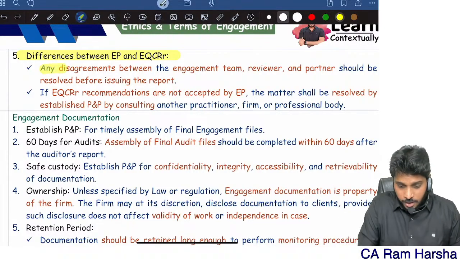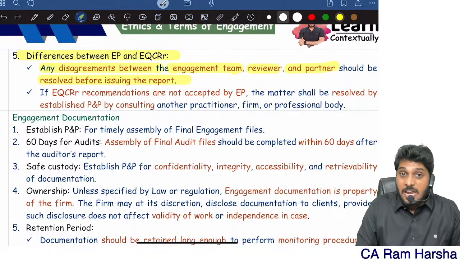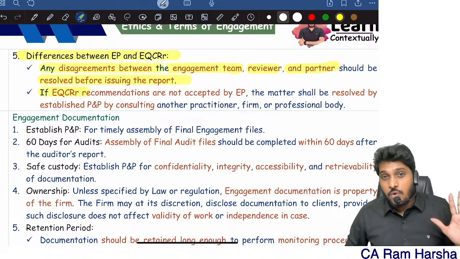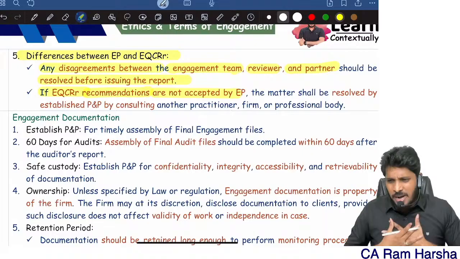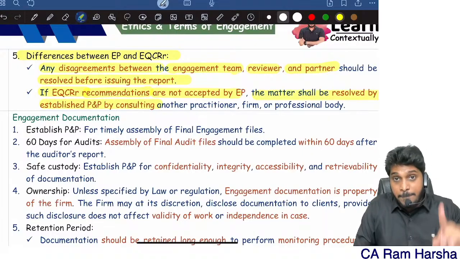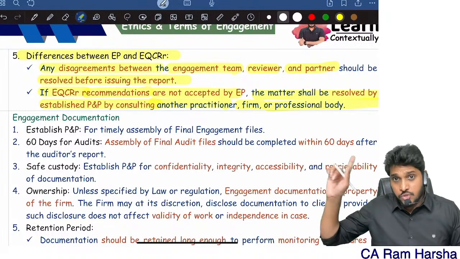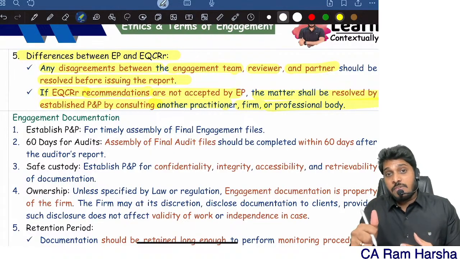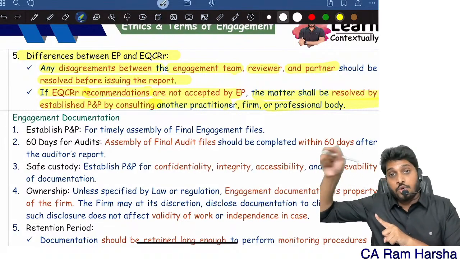What to do? Any disagreement between the team members, or between the reviewer and partner, shall be resolved before issuing the report. Suppose the reviewer recommends a qualified opinion, whereas I decided unqualified is correct. If his recommendations are not accepted by the partner, the matter shall be resolved by policies and procedures, by consulting another practitioner, another firm, or a professional body. If there is a conflict between the partner and reviewer, whose decision will prevail? Both of you will not fight. The firm's quality control policies will be there. Follow the rule stated inside them.